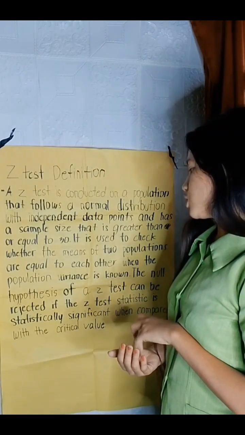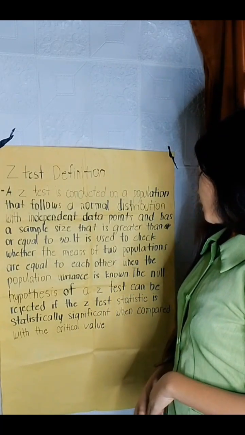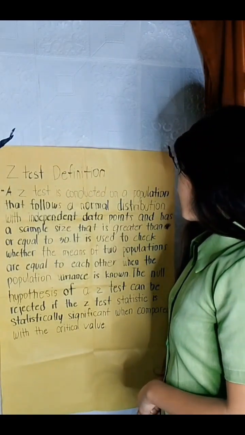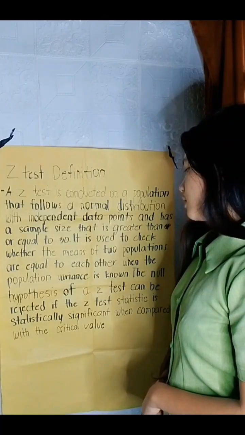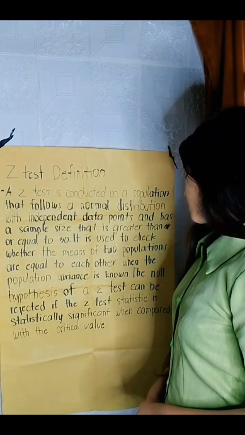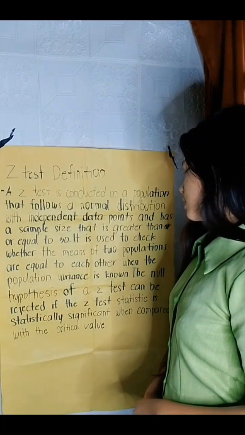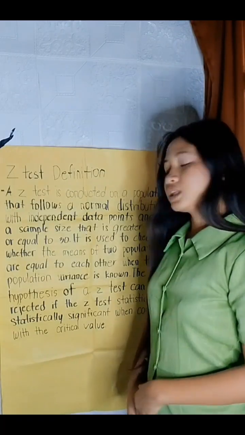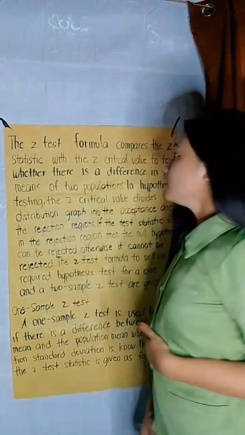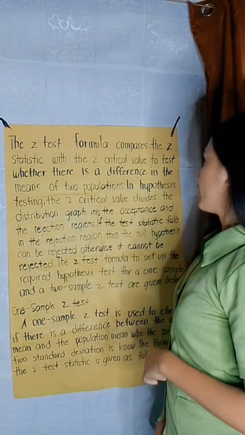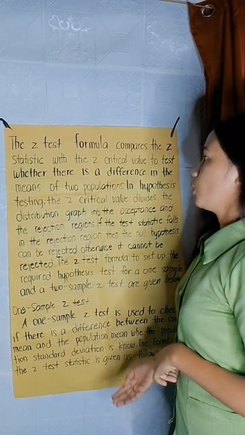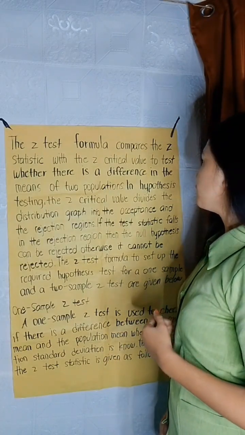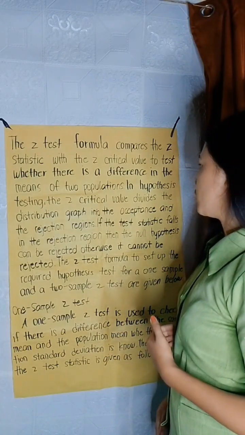When the population variance is known, the null hypothesis of a Z-test can be rejected if the Z-test statistic is statistically significant when compared with the critical value. The Z-test formula compares the Z statistic with a Z critical value to test whether there is a difference in the means of the two populations.